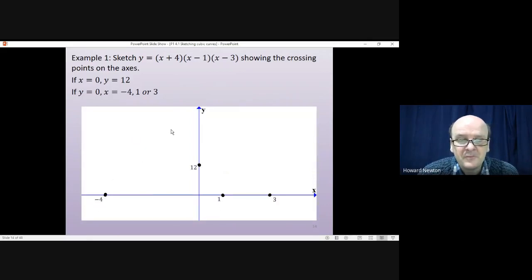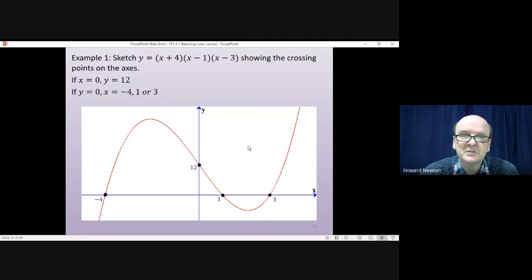Minus 4 would be about there, 1 would be about there, 3 would be about there, and I put 12 there on the y-axis. It's a right way up cubic. If we multiplied all of that out, we'd have plus 1x cubed. So we know the general shape is going to start bottom left, it's going to head up towards a maximum, go back beneath the axes, and then head up towards plus infinity. So something like that will be the general shape.